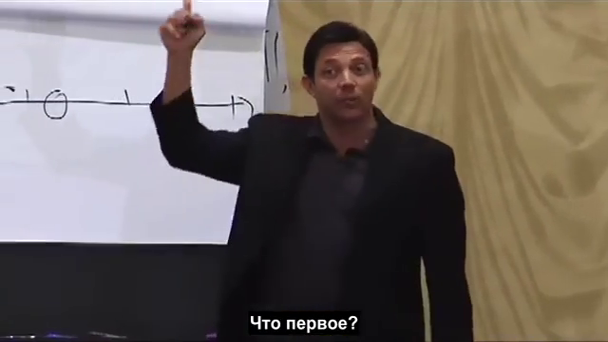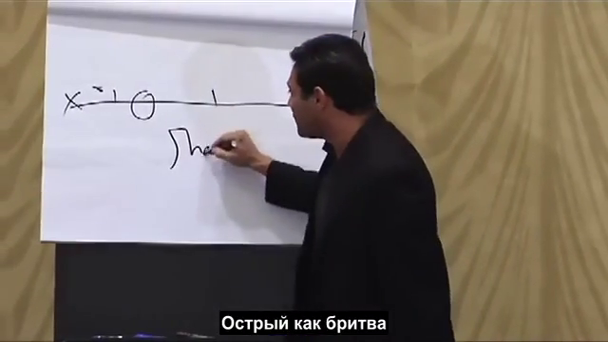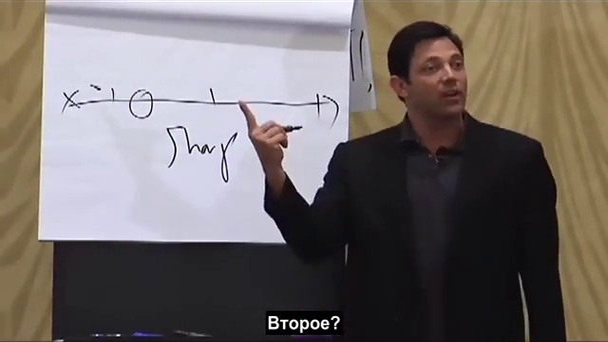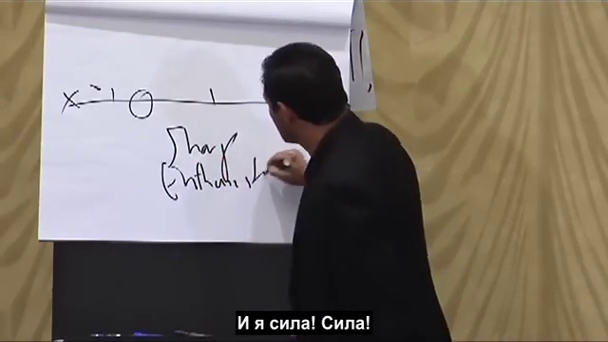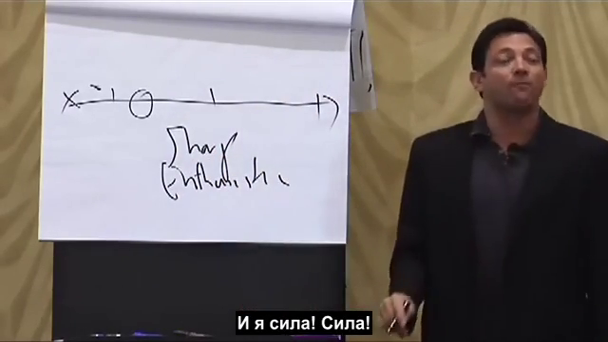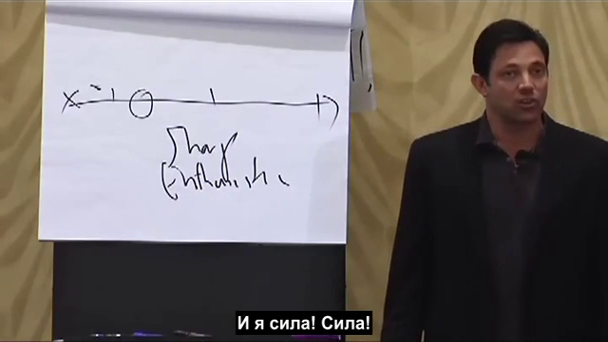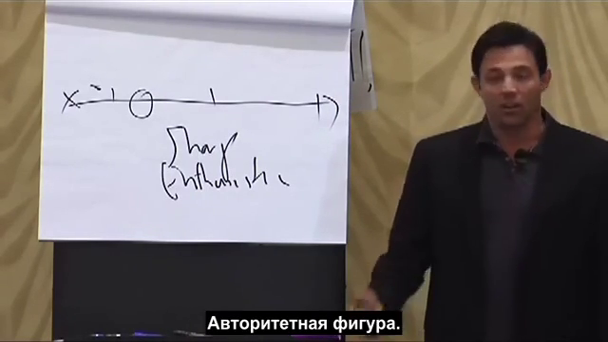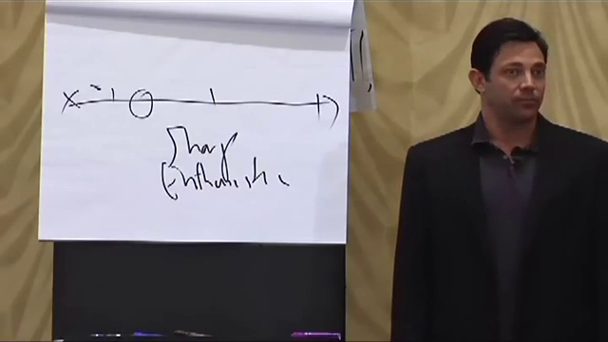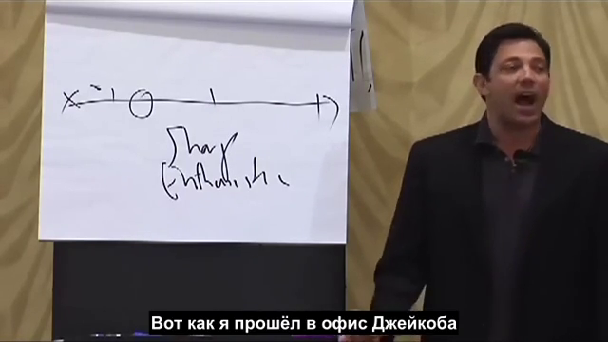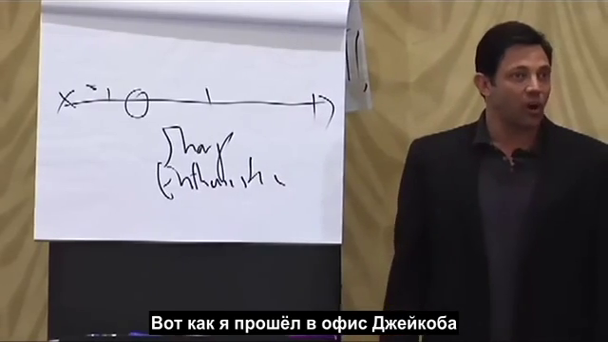That I am what? That's number 1. Sharp as a tack. 2, what? Enthusiastic as hell. I can't write. You see this? Enthusiastic as hell. B, I am a force to be reckoned with. An authority figure. An expert in my field. That's how I got upstairs to Jacob's office.